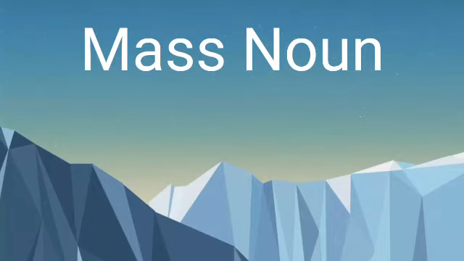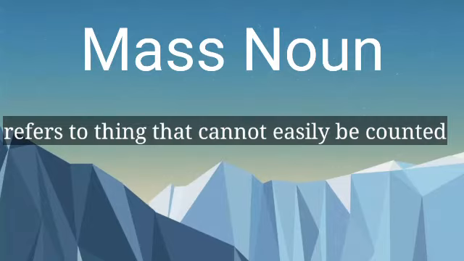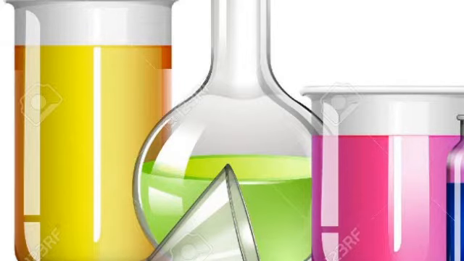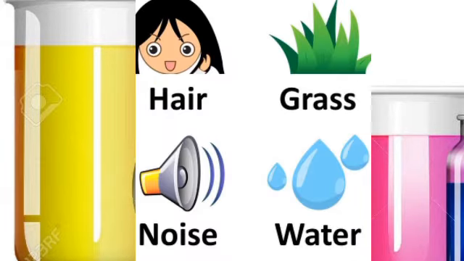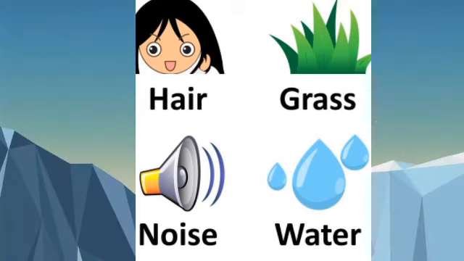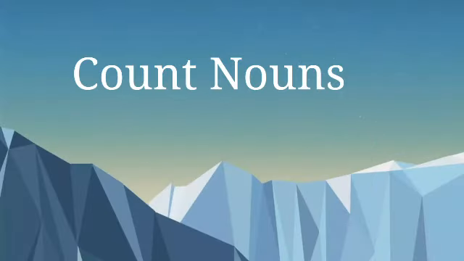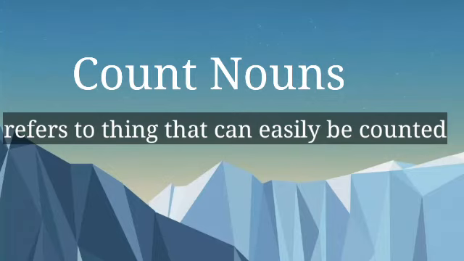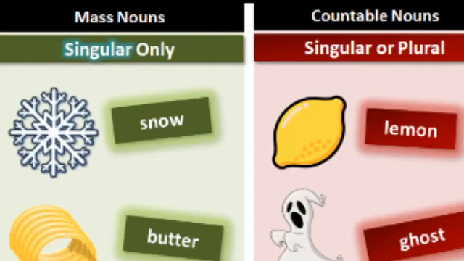Again, mass nouns are things that cannot be easily counted by numbers, such as substances, mass forms, and abstract ideas, while count nouns refer to things that can easily be counted. It is very important to learn mass and count nouns so that the learners will be able to identify things in our surroundings that can be counted and cannot be counted easily by numbers.